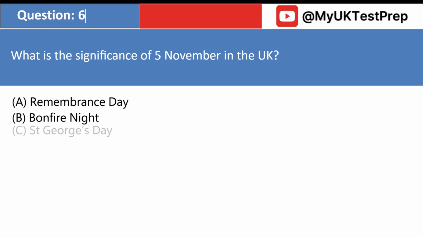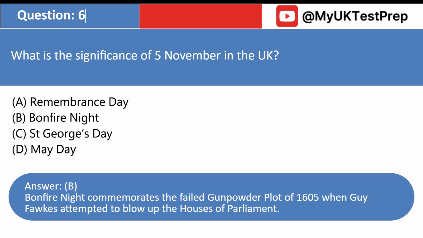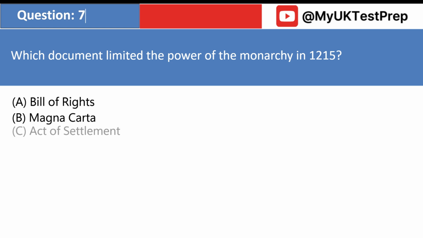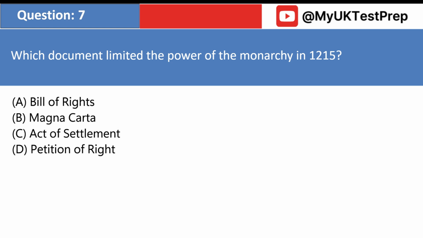What is the significance of the 5th of November in the UK? A. Remembrance Day. B. Bonfire Night. C. St. George's Day. D. May Day. Answer: B. Bonfire Night commemorates the failed gunpowder plot of 1605 when Guy Fawkes attempted to blow up the Houses of Parliament.